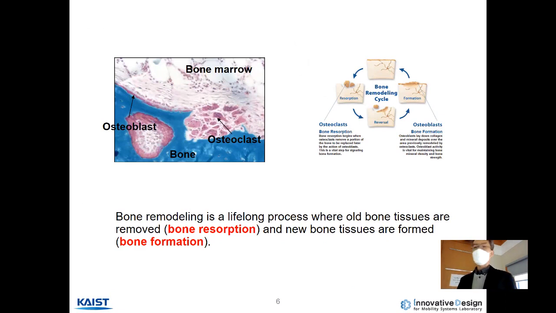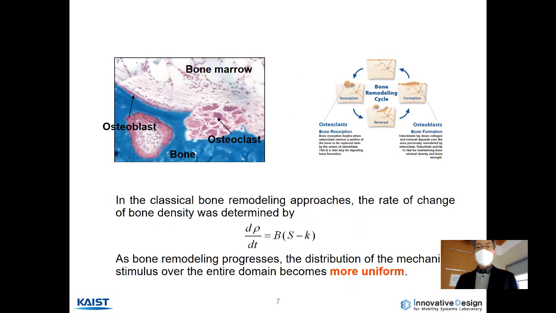Actually, bone remodeling is a lifelong process where old bone tissues are removed. This is called bone resorption, and new bone tissues are formed, which is bone formation. In classical bone remodeling approaches, many researchers simplify these phenomena in the form of simple time differential equations.